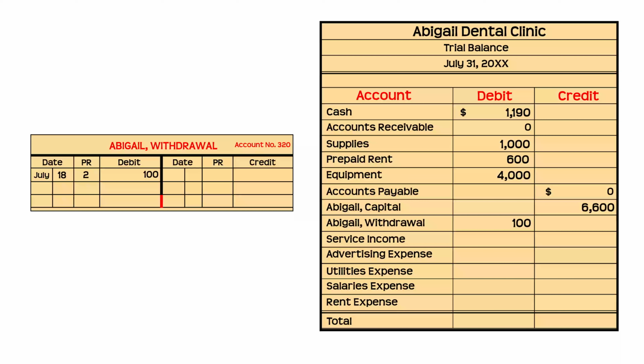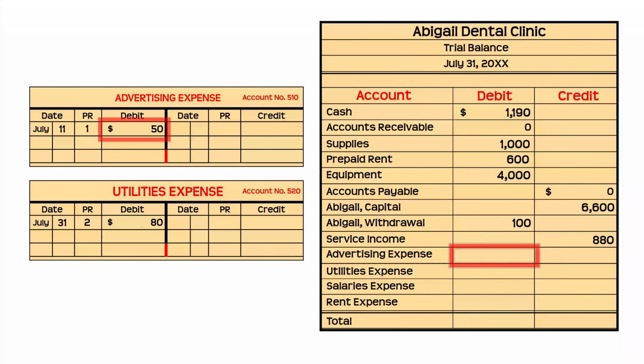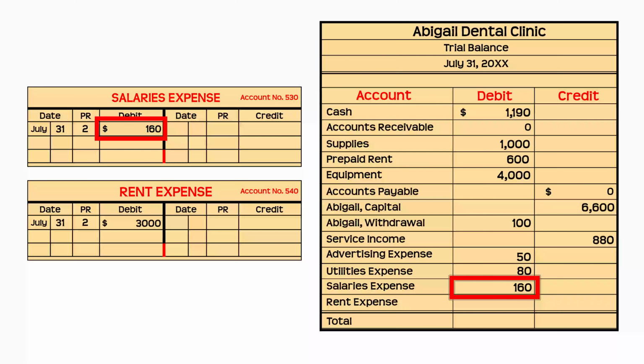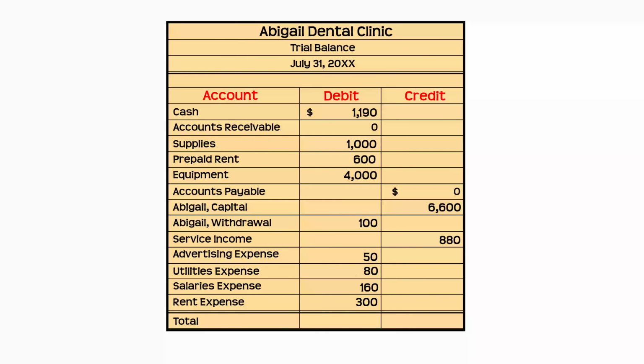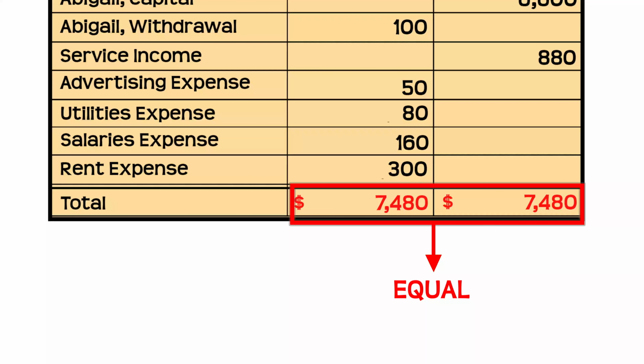And do the same for the income and expense accounts so that the amounts will be transferred to the trial balance. After all the amounts were transferred to the trial balance, total the debits and credits. If both amounts were equal, that would probably mean we made the right journal entry for all the transactions.